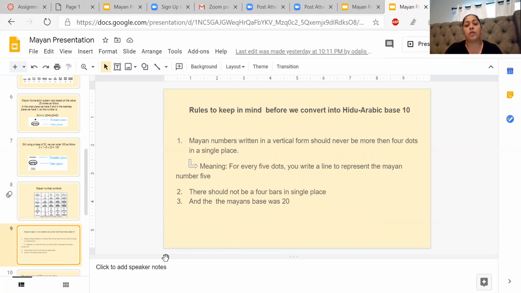Rules to keep in mind before we convert into the Hindu-Arabic base 10. Mayan numbers are written in a vertical form and should never have more than 4 dots in a single place, meaning for every 5 dots you have to write a line. You represent the Mayan number 5 with the line. There should not be 4 bars in a single place, and we have to use the Mayan base 20 to convert into the Hindu-Arabic system.